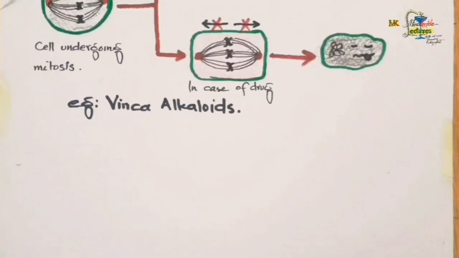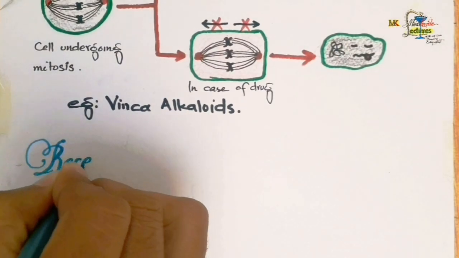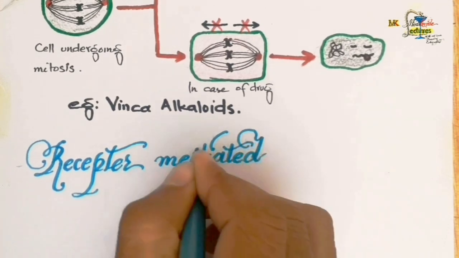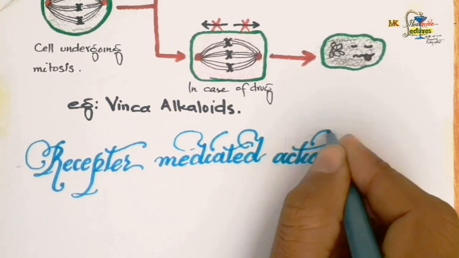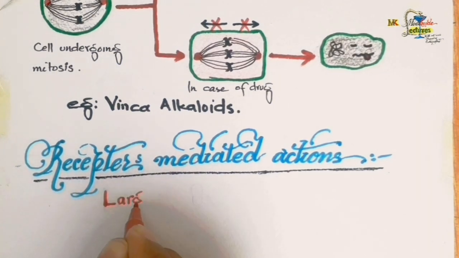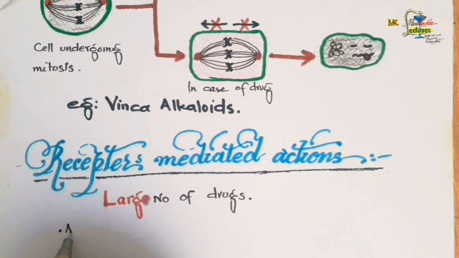Similarly, a large number of drugs today show effect by binding to receptors inside our body. This lecture only gives a brief idea about the drugs which act by this mechanism, and soon we will upload another video which will help to understand receptor types and drugs that show effect by binding to receptors. So, a large number of drugs show effect by this mechanism.